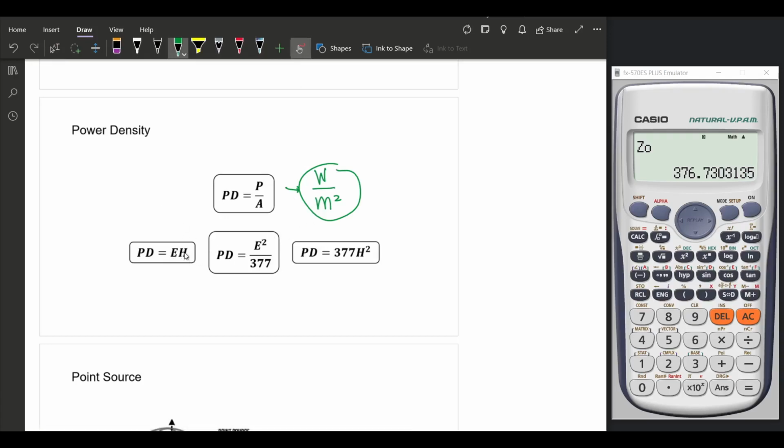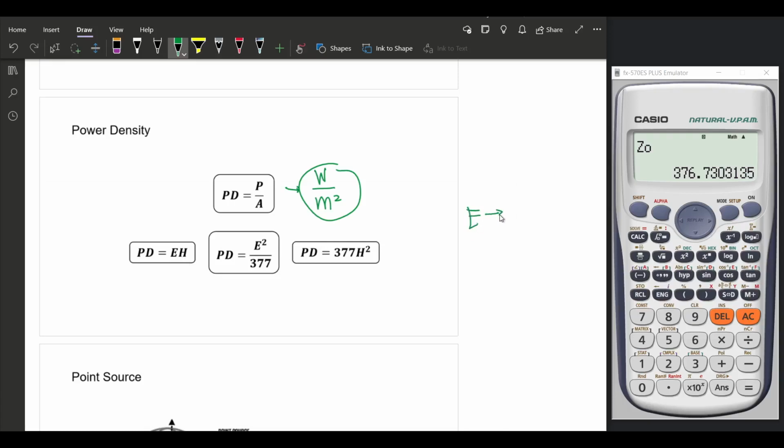So, we have this one. Ano ibig sabihin ng letters E at saka H? Letter E is the electric field intensity. Letter H is the magnetic field intensity. Okay, so electric field intensity for the letter E and magnetic field intensity for the letter H. So, may mga unit din to.